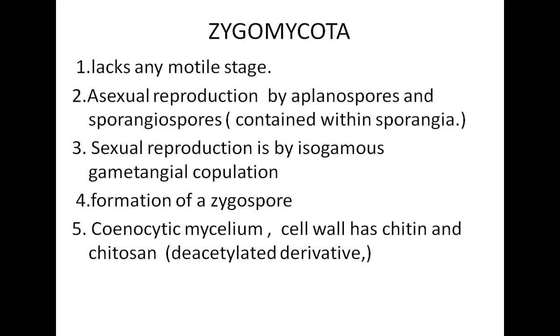Zygomycota lack a motile stage. Asexual reproduction is by aplanospores or sporangiospores contained in sporangia, and these sporangia may be produced on sporangiophores in Rhizopus and Mucor. Sexual reproduction is by isogamous gametangial copulation. Gametangial copulation means the entire gametangia fuse, forming zygospores. The cenocytic mycelium cell wall has chitin and chitosan. Chitosan is the deacetylated derivative of chitin.